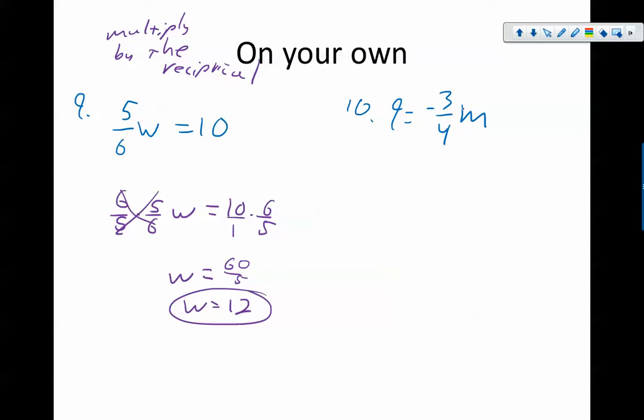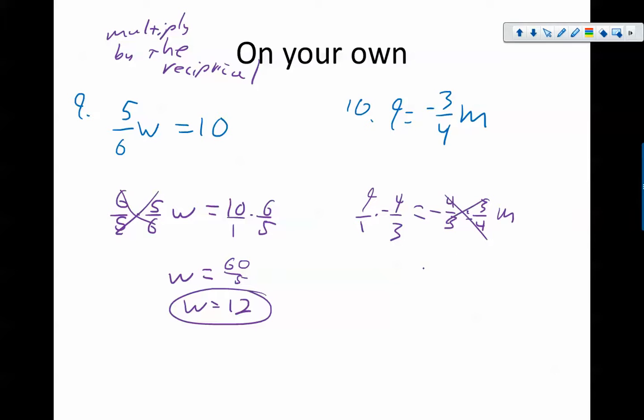And our last one here, this is -3/4 m. We're multiplying by -3/4. So to undo that, we're going to multiply by the reciprocal, -4/3, which means I need to take 9 times -4/3.